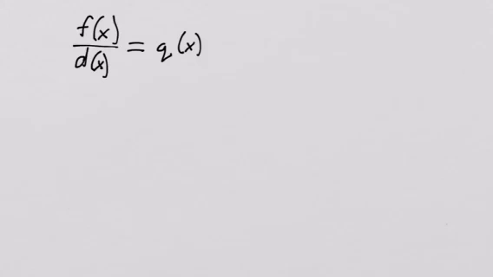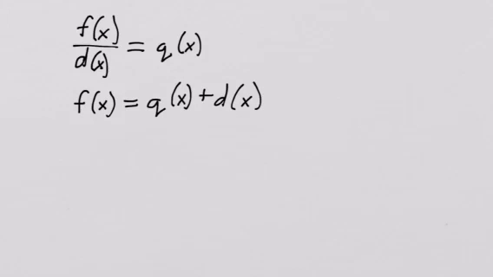Well, now if I multiply both sides by d of x, I get that f of x is equal to q of x times d of x. So what I've actually done here is factored the polynomial.